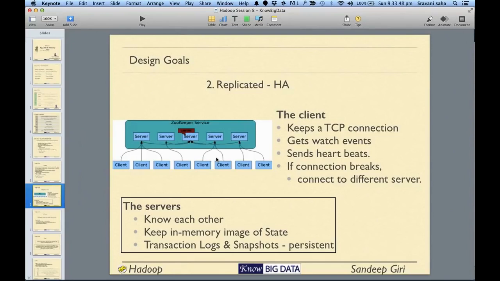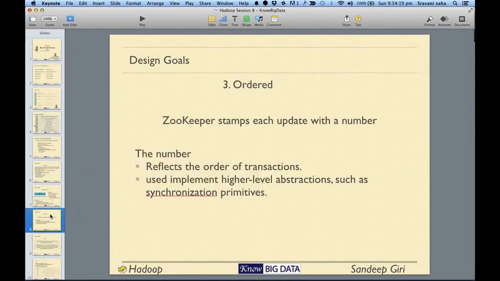All right. In other words, if a client is connected to the ZooKeeper service and that particular machine goes down, the client is automatically connected to another machine. Okay. Next, in the design part, the servers know each other, keep an in-memory image of the state, and logs and snapshots are persistent.